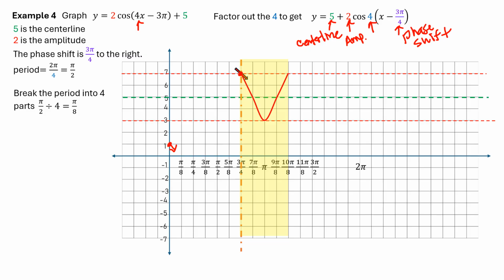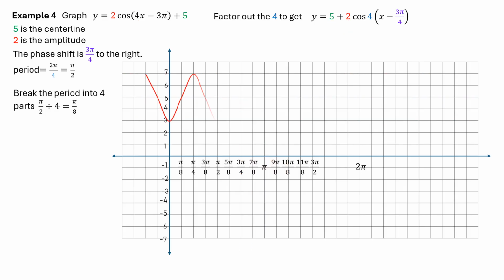There it is. That's it. So that's one full period in just pi over 2 radians. So that is what that function is going to look like.